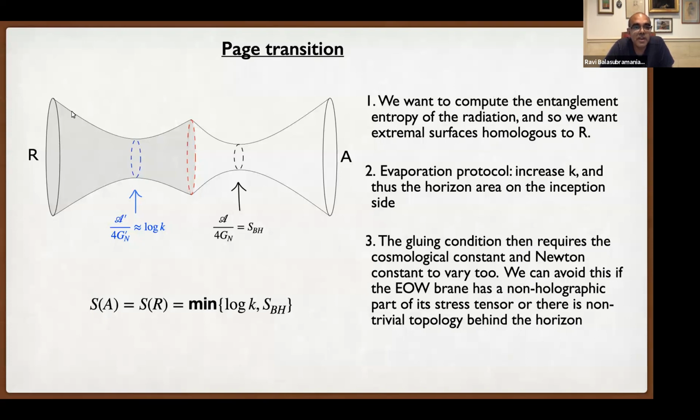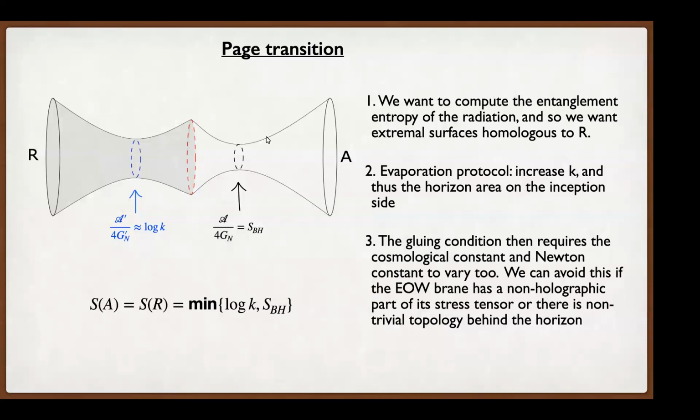So if I take this radiation boundary and compute its entanglement entropy, according to Ryu and Takayanagi, I should find a minimal surface, an extremal surface that's homologous to R. There are two extremal surfaces here homologous to R: this dashed blue line, which is the horizon in the inception geometry, and the dashed black line, which is the horizon in the original BTZ geometry. And the two compete to dominate the entanglement entropy. Did that help?